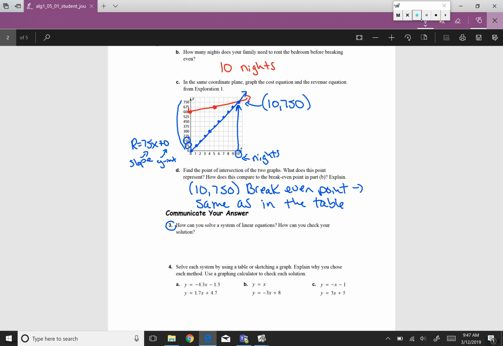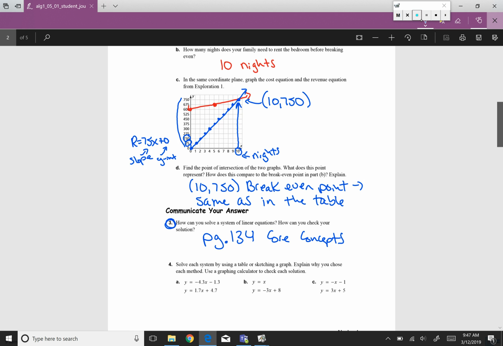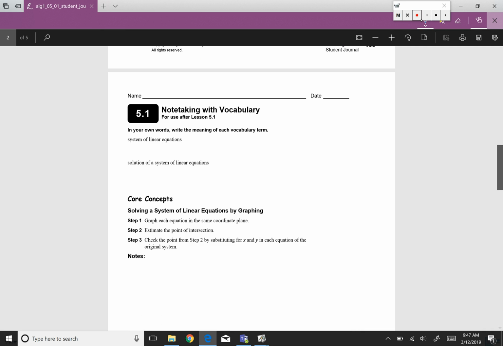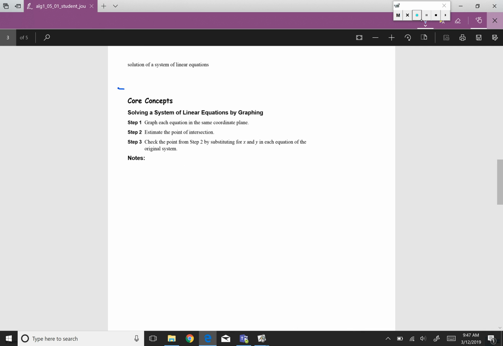So how could we solve a system of linear equations? Remember, with a system of linear equations, we have two or more equations. How can we solve those by graphing? It's nice and written out for us if we go to page 134, Core Concepts. So page 134, let's go ahead and turn to that page. It's just the next page. And it's laid out for us in the Core Concepts.